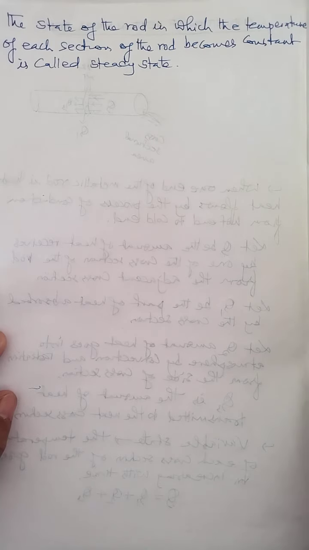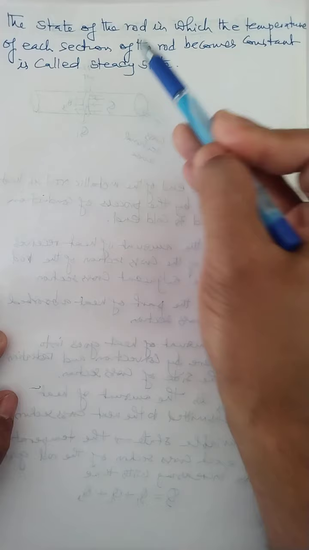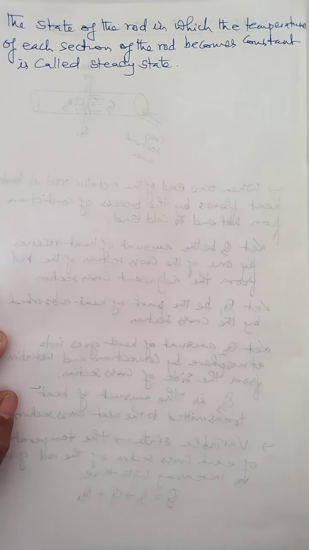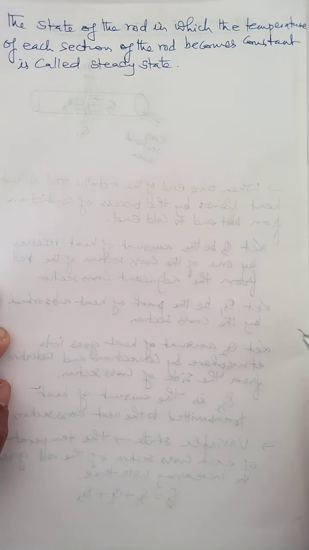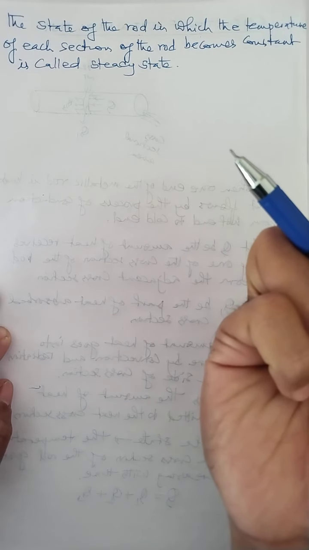Now, steady state, as I said already, is the state of the rod in which the temperature of each cross-section of the rod becomes constant with respect to time. And this particular state is called steady state. But again I repeat, steady state does not mean the temperature of the whole rod remains the same. The temperature of different cross-sections are different, but for every cross-section, the temperature remains constant. So under this state, there is no amount of heat that is simply absorbed by the rod.